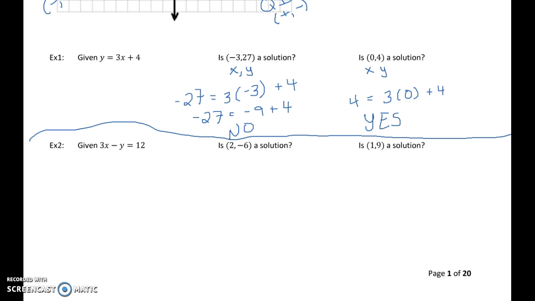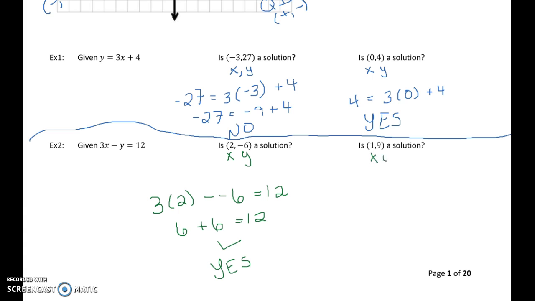Let's do the same thing for example 2. We're given 3x minus y equals 12. We want to see if (2, negative 6) is a solution. So 3 times 2 minus negative 6. See if that equals 12. That's going to be 6 minus negative 6 becomes plus 6 equals 12, and that works. So that point is a solution.